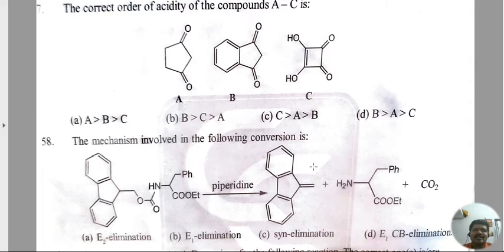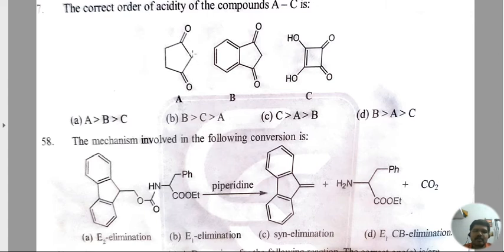Now, look at the next question. The correct order of acidity of the compounds A to C, again based on acidity. Here this is your acidic carbon between 2 carbonyl groups, and if a negative charge is formed here, it will be stabilized by these carbonyl groups, right?